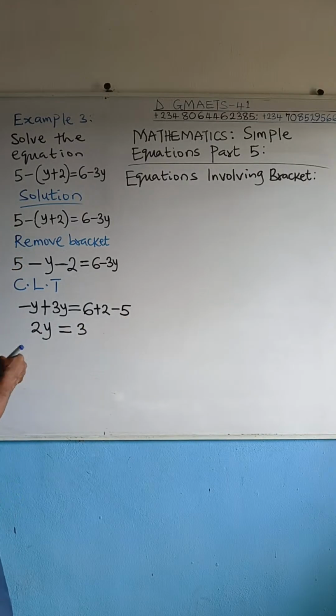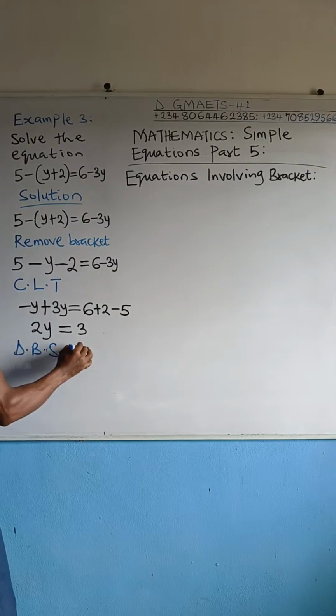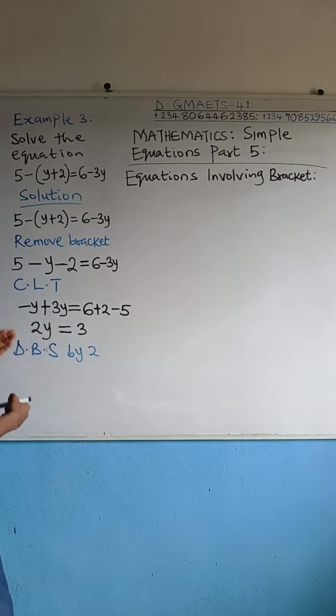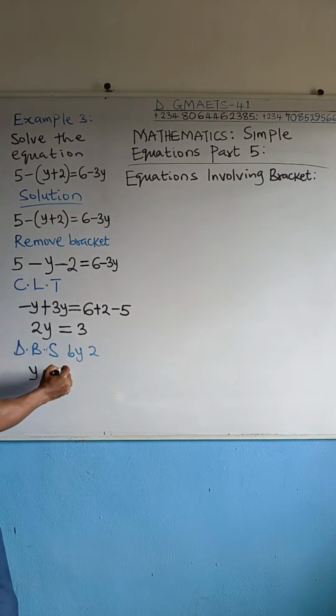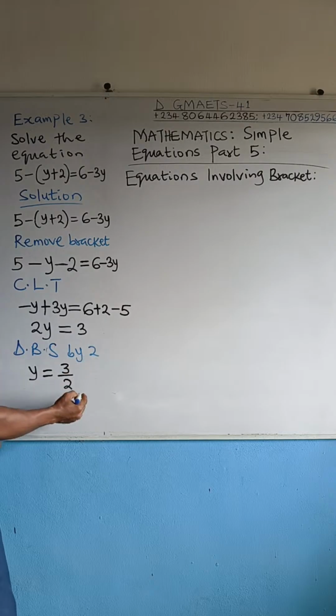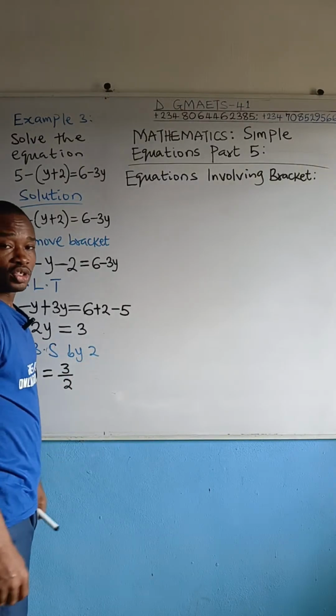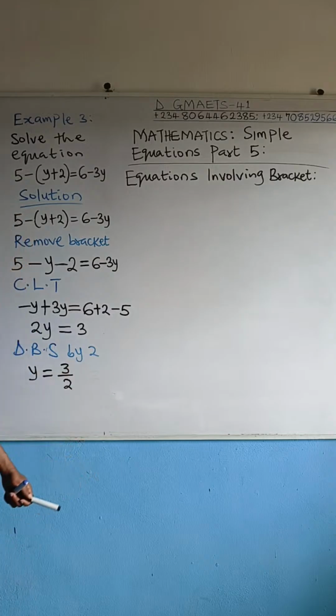Here, we are going to divide both sides by 2. If I divide 2y by 2, the 2 will divide each other, they will cancel out. 2 divided by 2 is 1. 1 times y will give you that y. So just 2y over 2, the 2 will go off. Equal to the right-hand side, you have 3 divided by the 2 you are using to divide. 3 divided by 2 cannot reduce any further.